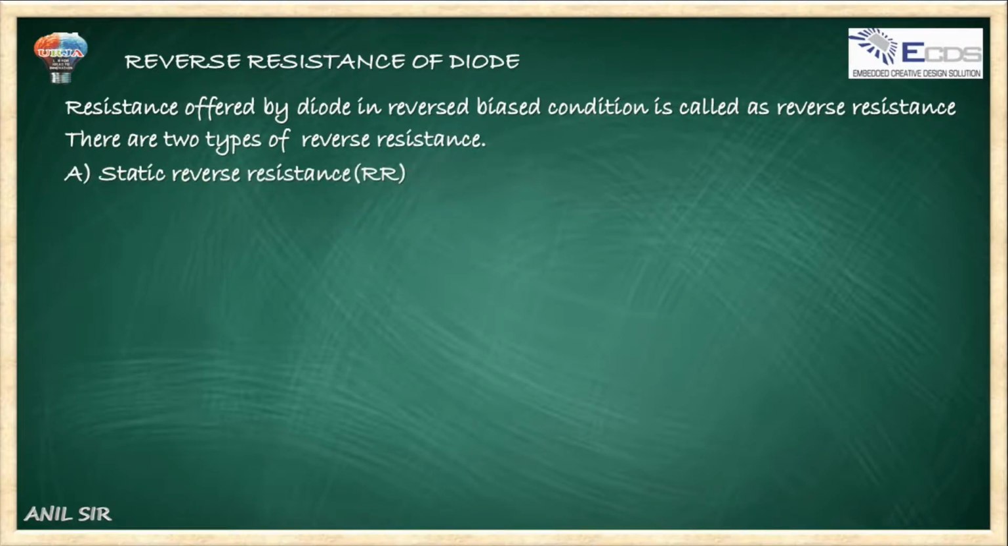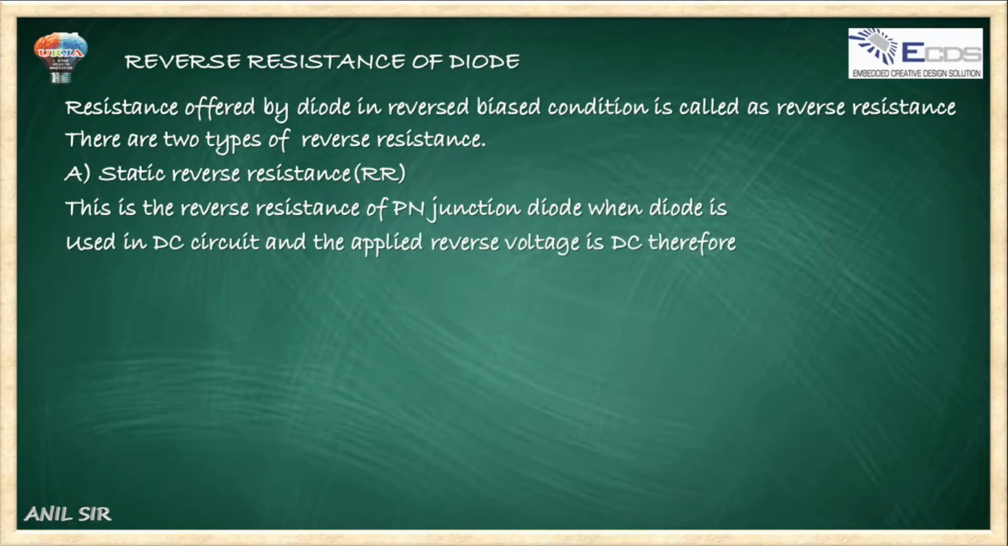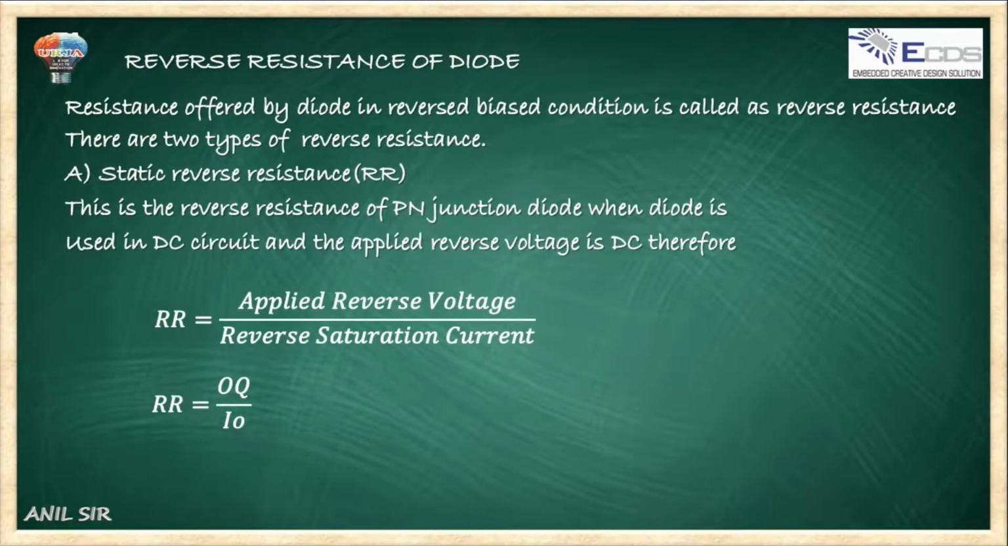Static reverse resistance, denoted by capital RR. It is the reverse resistance offered by the diode when the diode is used in a DC circuit and the applied reverse voltage is DC. Therefore, it is the applied reverse voltage divided by the reverse saturation current. So this is the applied reverse voltage, OQ, divided by I0. This is the static reverse resistance.